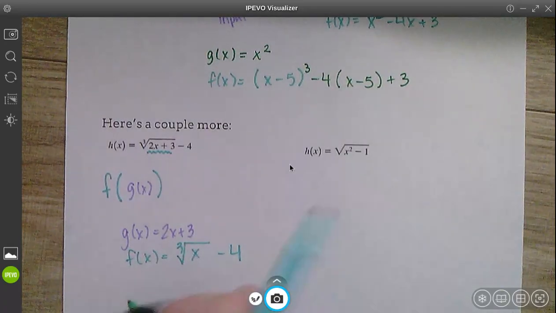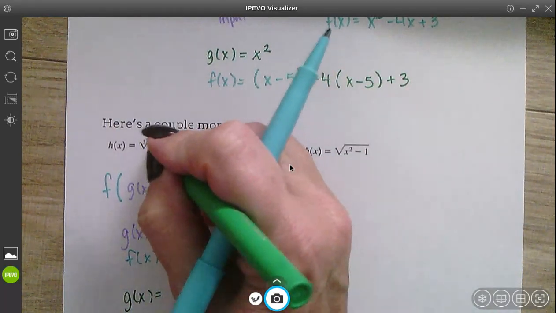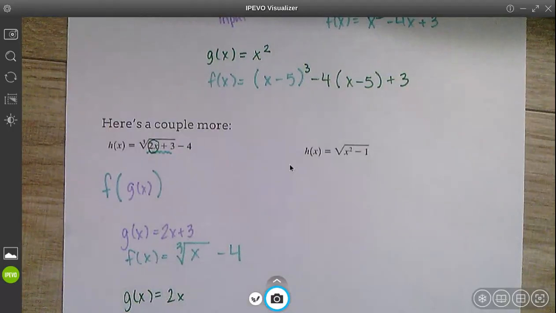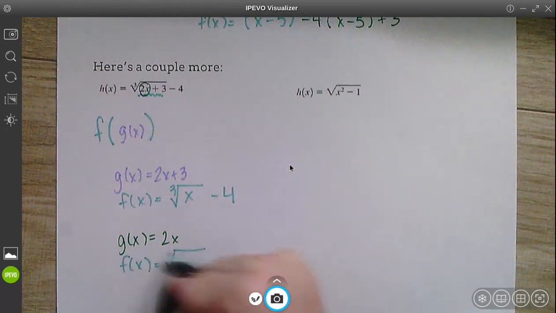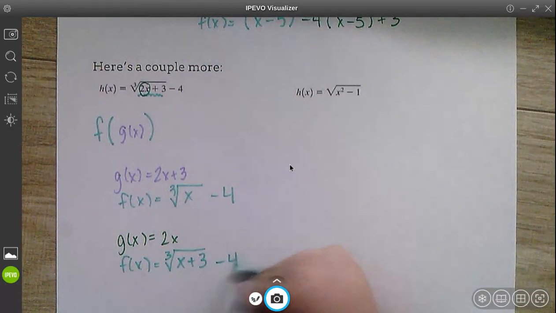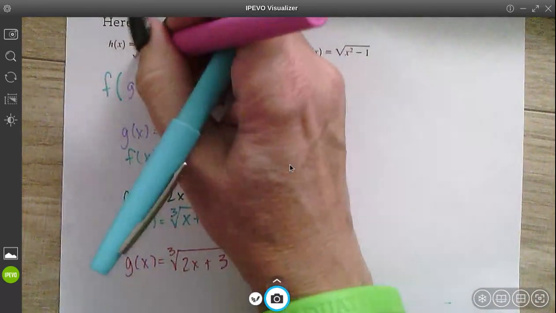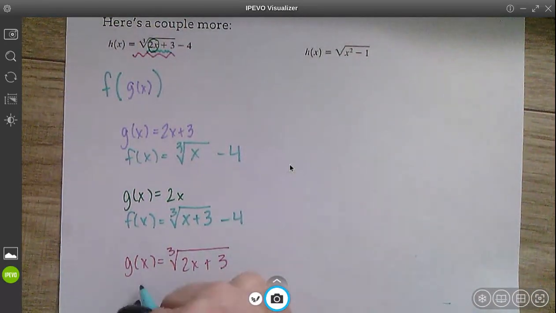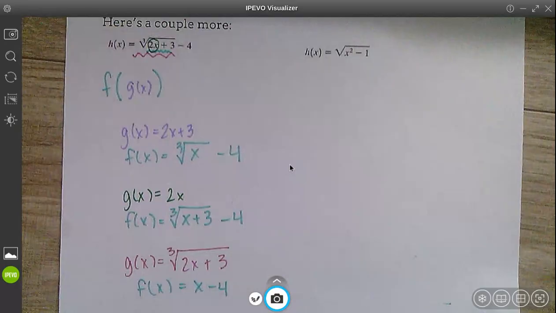But what if I made g of x equal to just 2x? Then f of x would have to be the cube root of, replace 2x with just x, so cube root of x plus 3 minus 4. But what if I made g of x the whole cube root of 2x plus 3? So the whole thing, that whole cube root. Then when I make my replacement, f of x would just be x minus 4. So there's 3 different possibilities on that one.